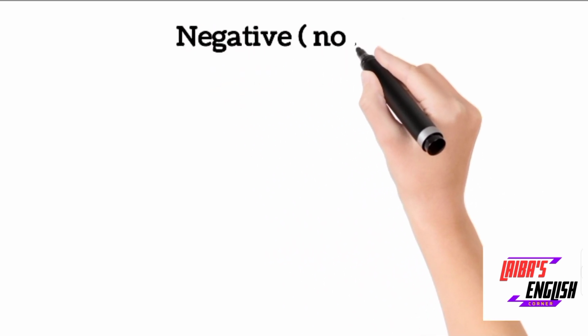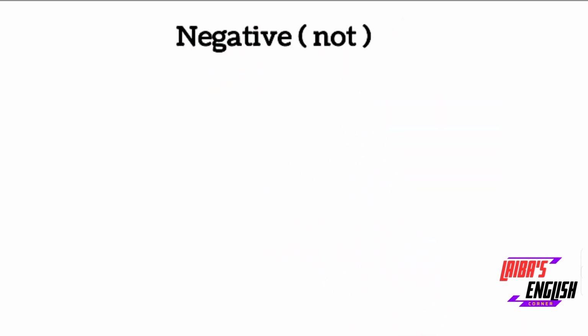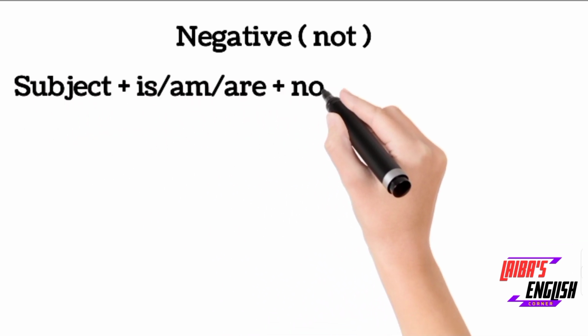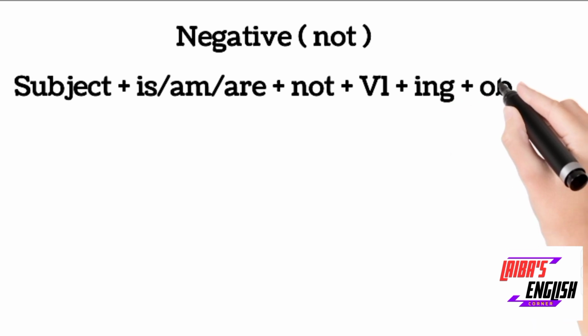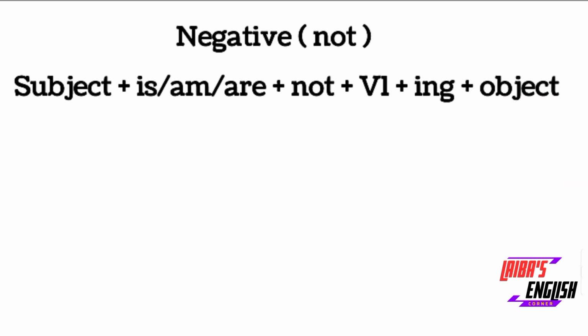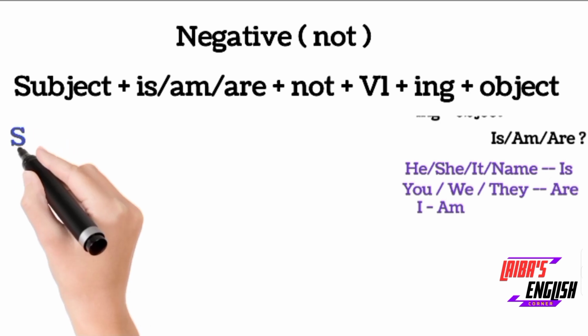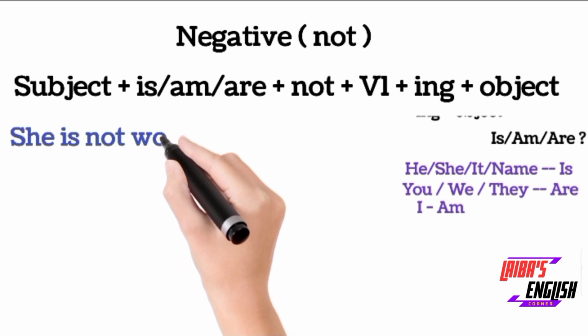Now we will make negative of this present continuous tense. I have already told you that not will come after the helping verb. So the structure will be subject plus is, am, are plus not plus verb first form plus ing plus object. Remember that in continuous we will use verb first form plus ing. So now we are going to make sentences to make our concept clear.